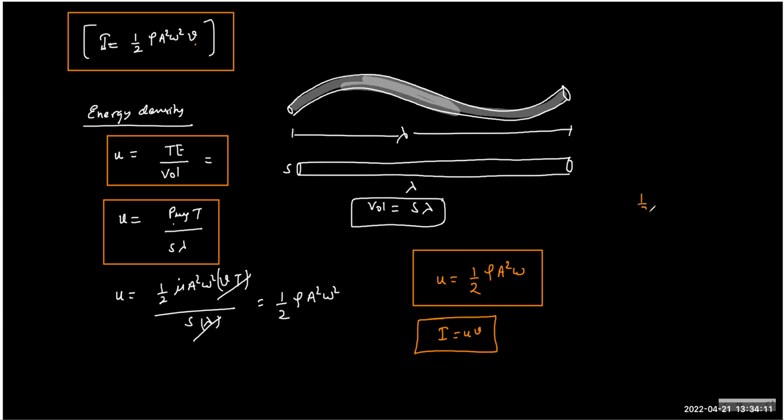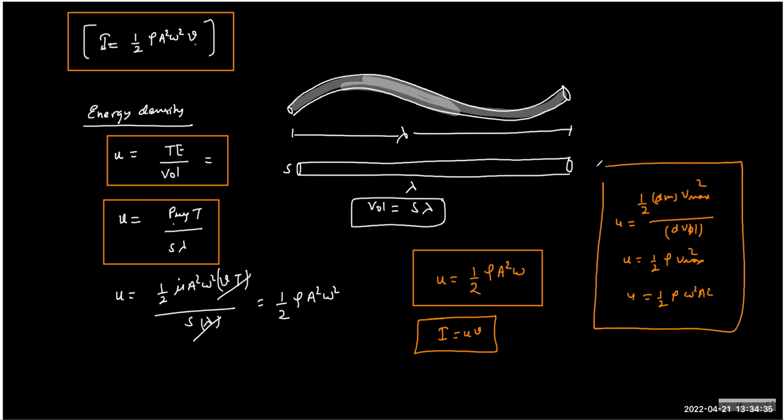Imagine the maximum kinetic energy will be how much? dm into V max square upon dV. Let's say this is the volume. We can write this as half rho V max square, and V max is how much? Omega A. Now you can see it's easy to remember like this.